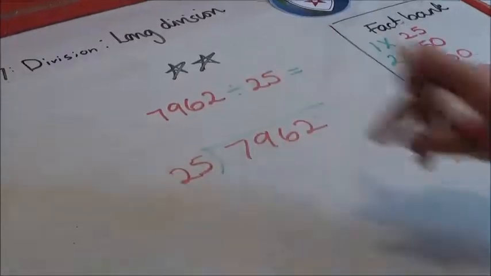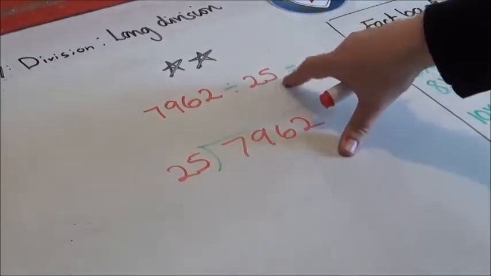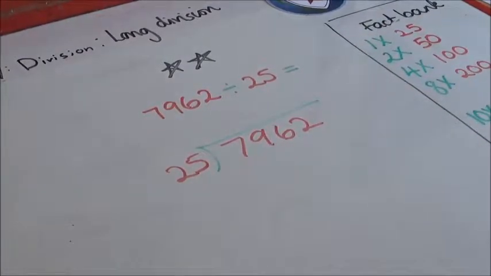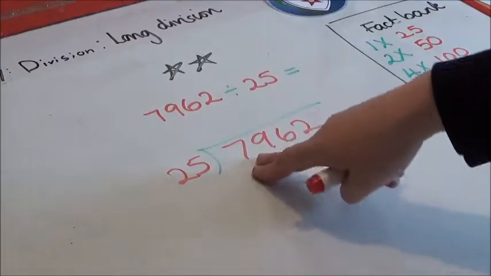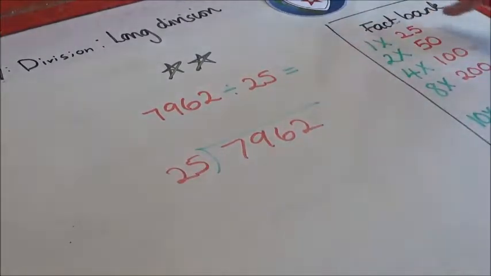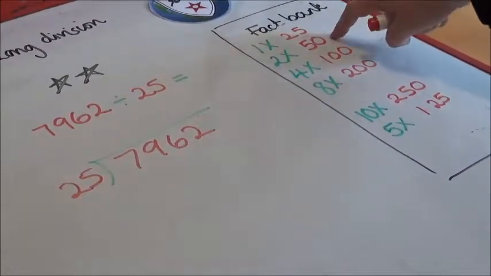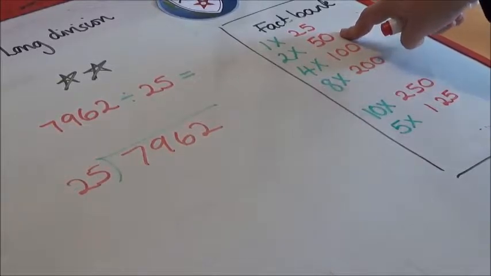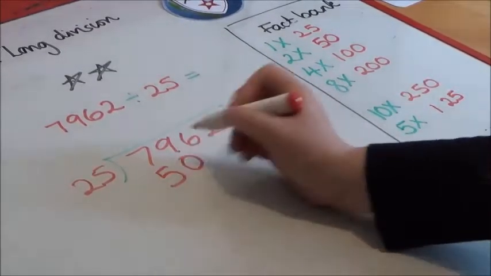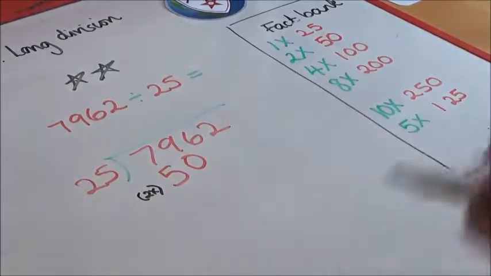Okay, so we're going to this example now. 7,962 divided by 25. We've already done our fact bank, so we're all ready to get started. How many 25s go into 7? 0. How many 25s go into 79? Let's have a look at our fact bank. And looking at this, I could probably fit in 2 groups there. I might have some more left over, we'll see. So I'm going to take off 50, which is 2 groups. See if we have anything left over.